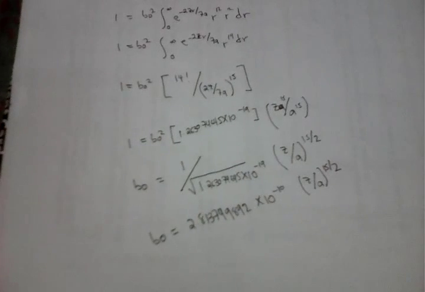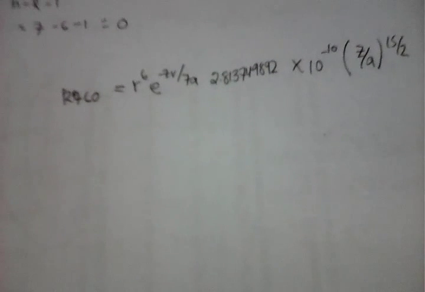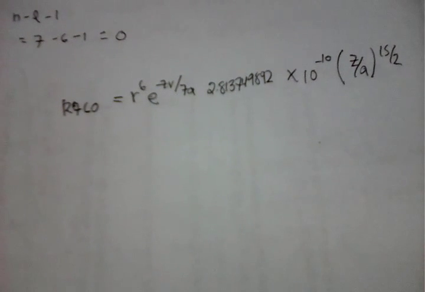Substitute the b naught to the equation here, which is r raised to 6, e raised to negative Zr over 7a, b naught. And then I get the answer. This is the answer: R_76 is equal to r raised to 6, e to the negative Zr over 7a, 2.837499892 times 10 to the negative 10, quantity Z over a raised to 15 over 2.